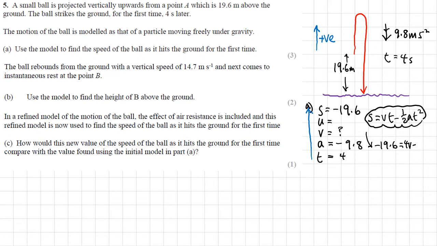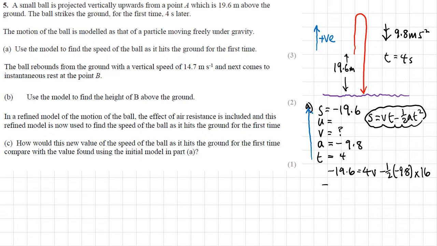So half a, now let me write this on the line below, I haven't got much space here. Let's do it down here where I've got some more space. Right, so negative 19.6, that's s, is equal to v, that's what I'm trying to find, times by t, which is 4, so 4v, minus half, times by a, which is negative 9.8, times by t squared, so 4 squared, which is 16. And all we need to do is to solve that and rearrange for v.